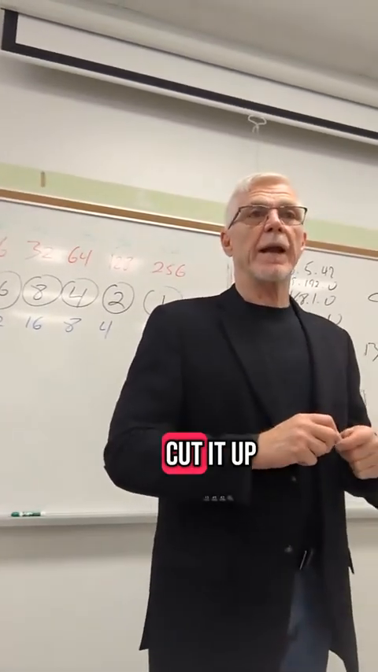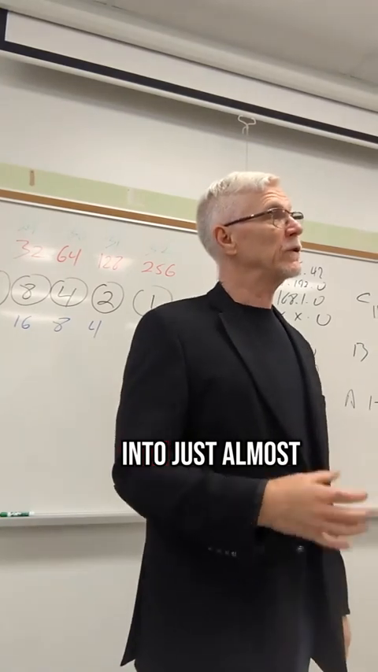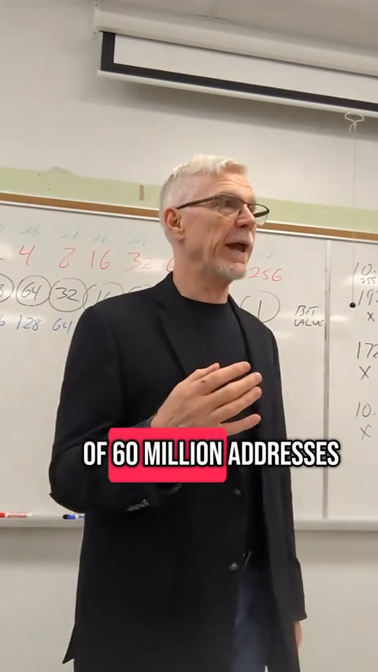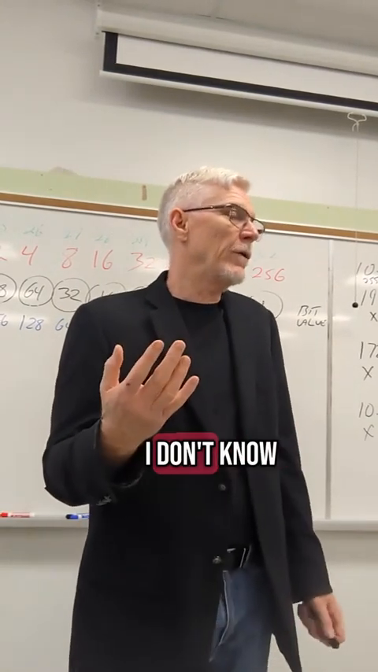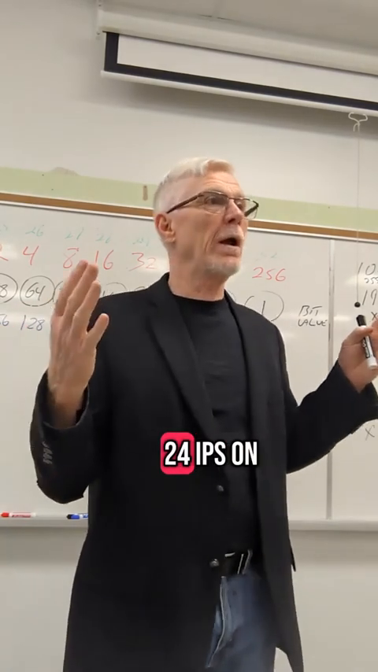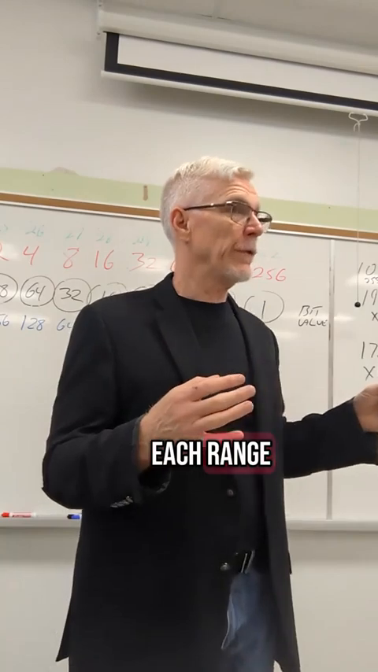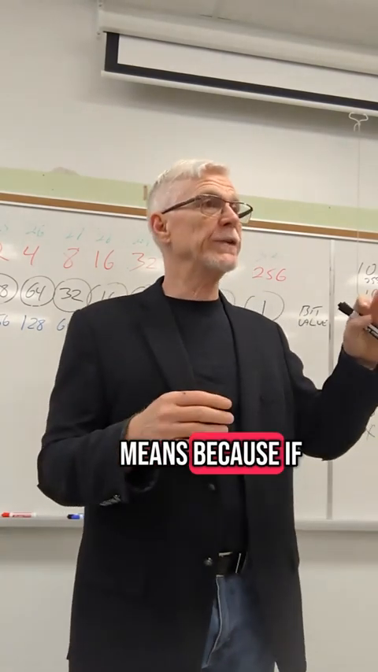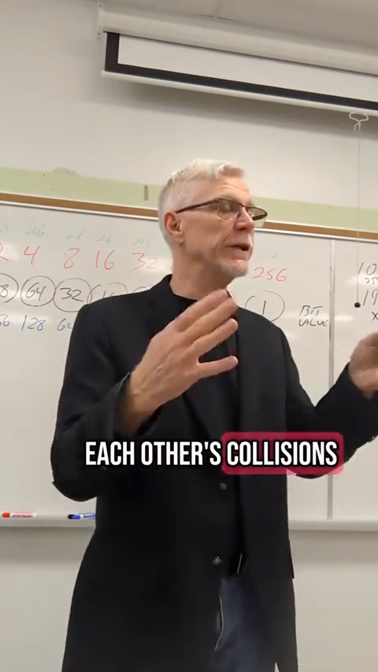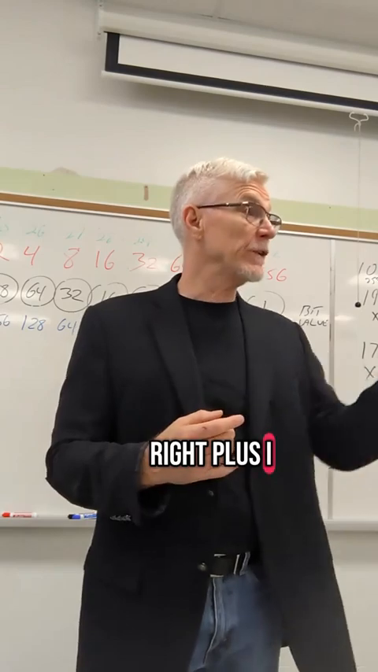What they've done is cut it up almost into a Class C. Instead of 60 million addresses, they have like, I don't know, 16,000 subnets, each of them with 1024 IPs on each range. This is good for us. That means, because if you remember with broadcast traffic, if everybody's talking, everybody can see each other, there's collisions, there's problems, right? Plus I can scan you.